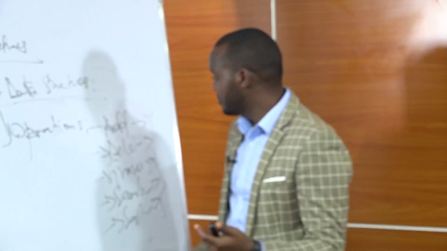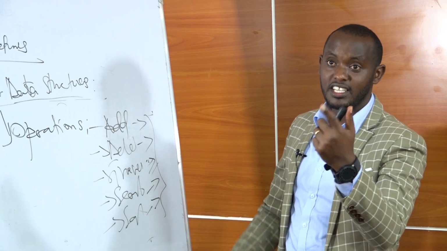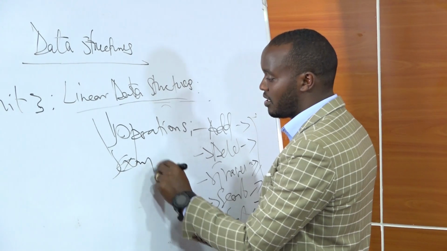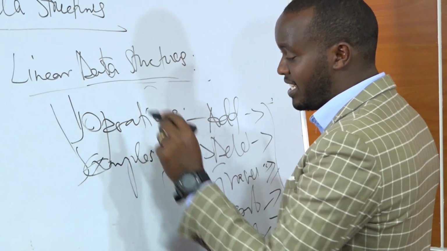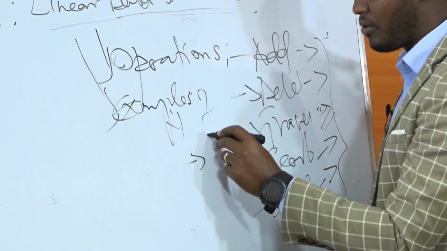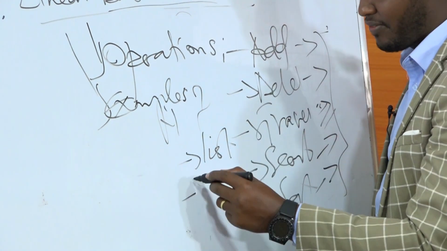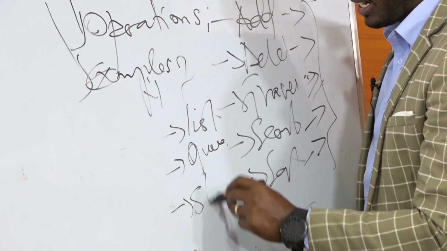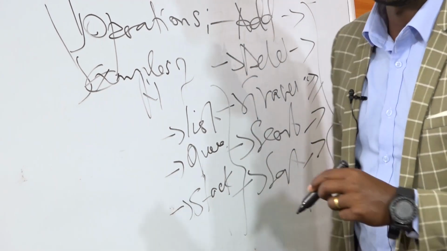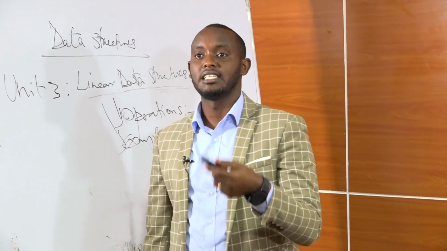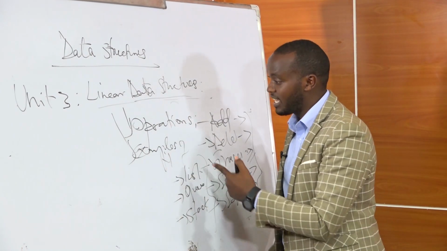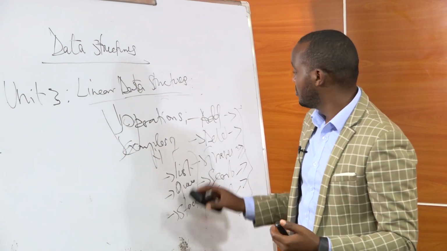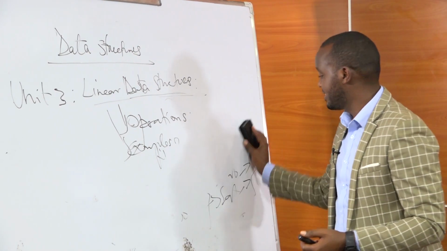We can also see some examples of these linear data structures. Here we have lists, which are specifically linear data structures. Then we have queues, and we have stacks. We will look at these mainly in this class. But we also have linked lists, tables, and so on. All these are examples of linear data structures. Then we can go on to the next slide.